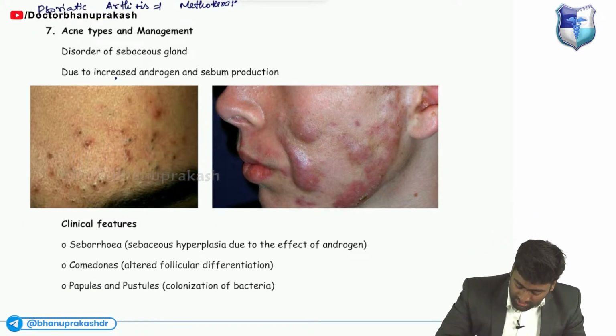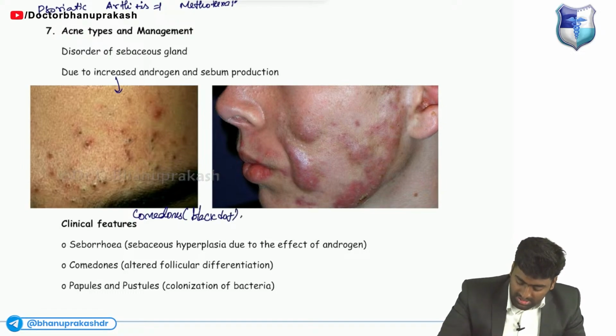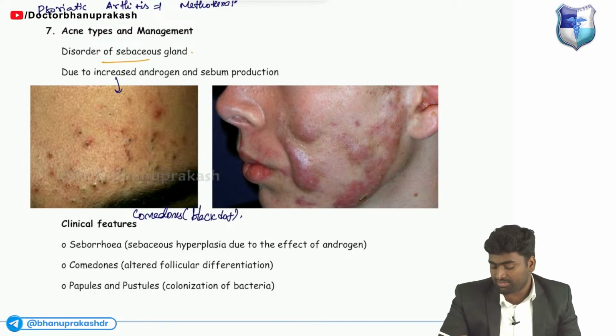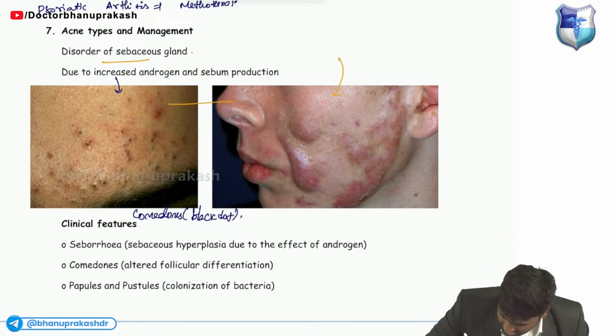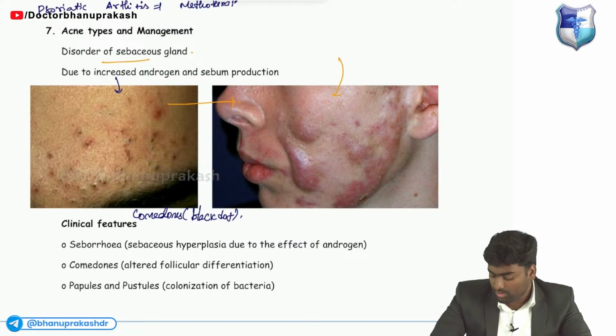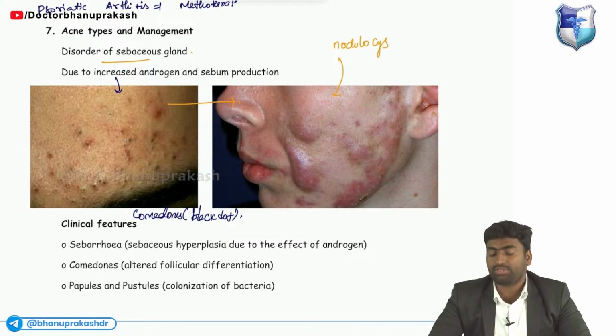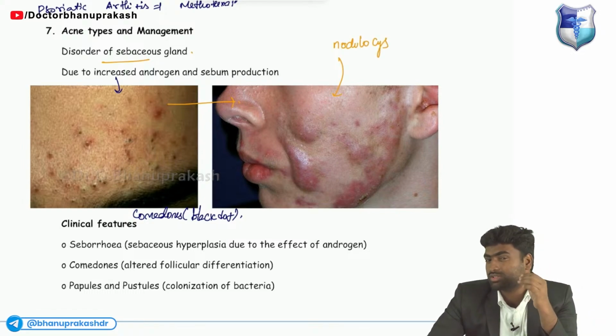It is known as this one, which is known as what? Comedones. Comedones are also known as blackheads. Blackheads are also known as comedones, fine. And this is due to blockage of the sebaceous glands, fine. And this can even lead to a complicated type of acne. What is the name of this complication of acne, guys? It is known as nodulocystic. It forms nodules and cysts. Yeah. If you see these comedones, if it is a black dot, it is known as open comedones.